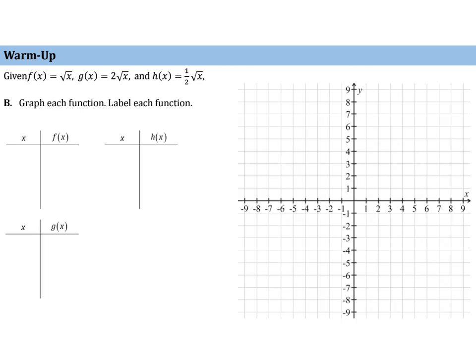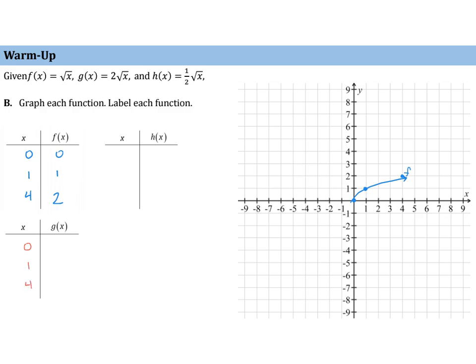If we go to graph, we can apply the same guide points as before for the parent function: (0, 0), (1, 1), (4, 2). And so there's f. Now, let's look at g. Since the change is occurring after we apply the square root, we do not have to adjust our x values.